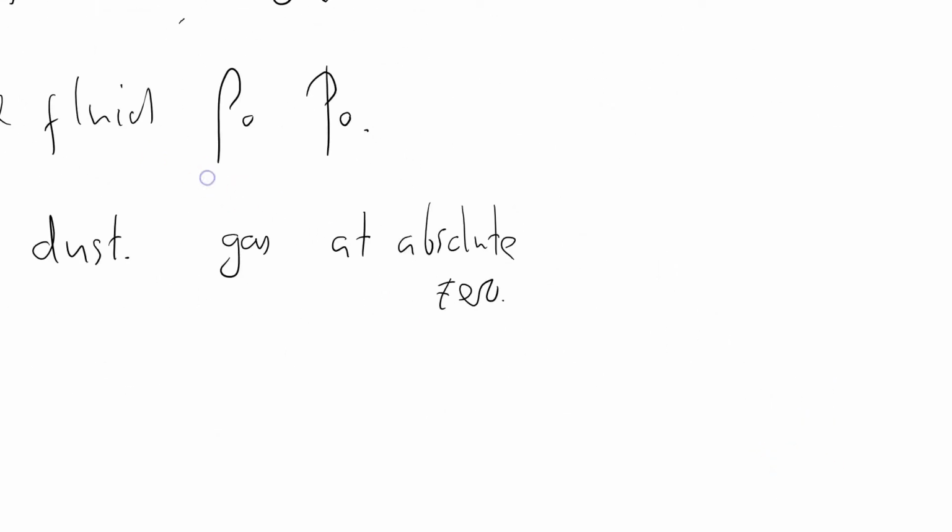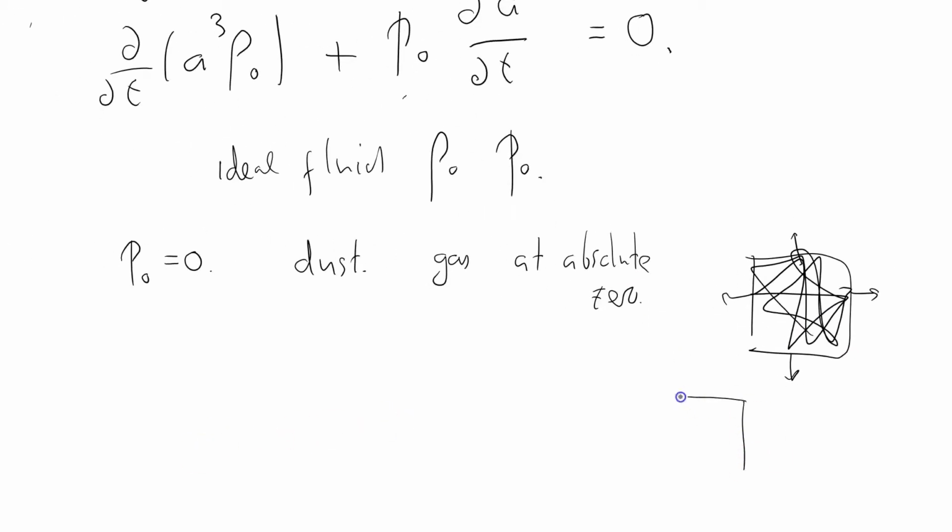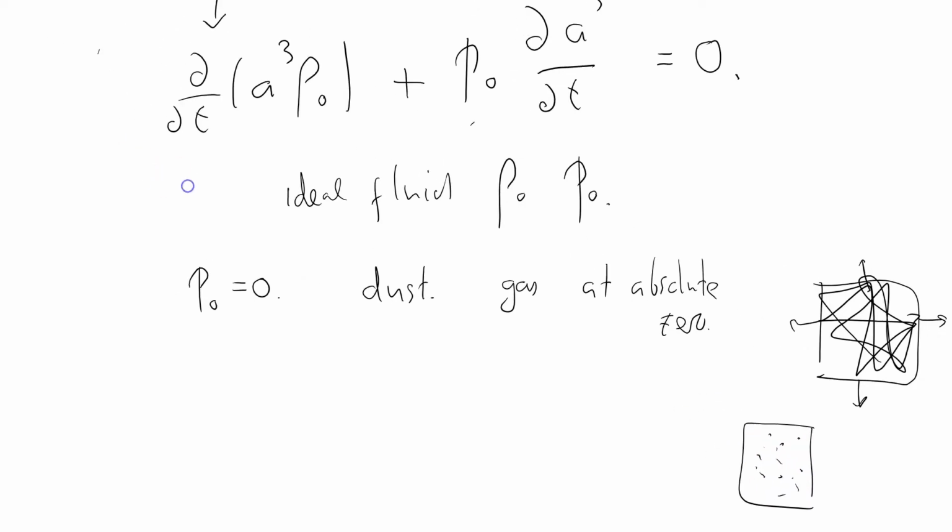Because if the temperature is non-zero, then in your little box the molecules are bouncing around and exerting pressure on their surroundings. But I'm not going to consider that. I'm just going to consider them sitting there at rest. Dust. In that case, this equation simplifies a little bit. We've got d/dt of a cubed ρ0 equals 0.